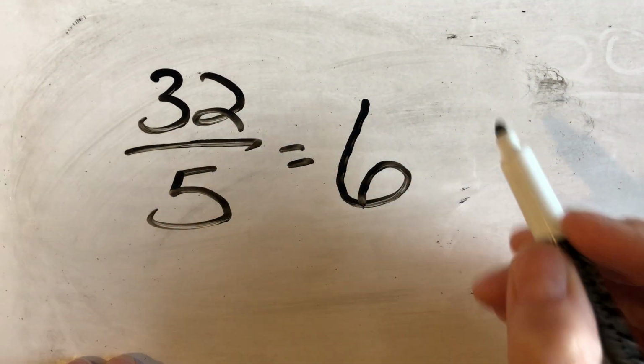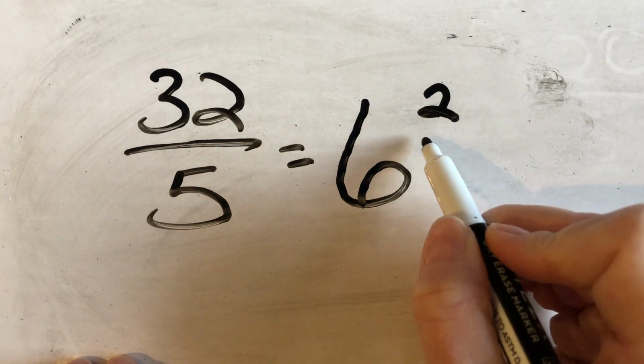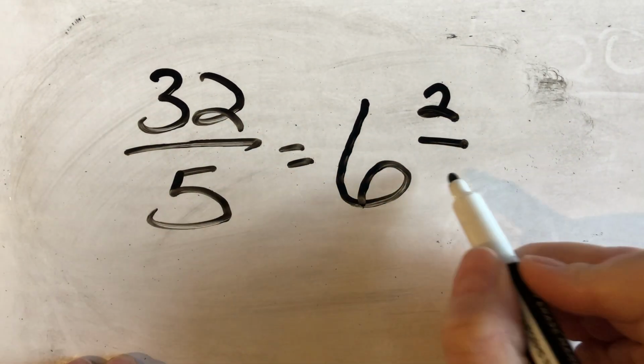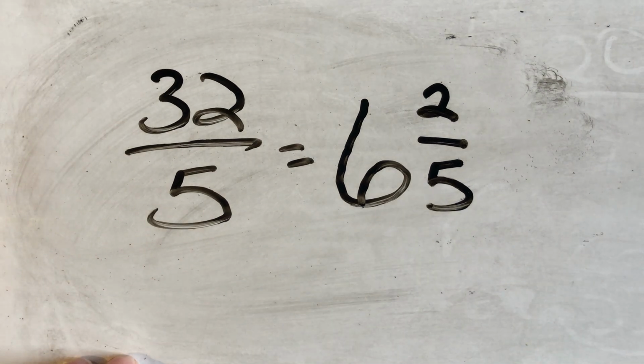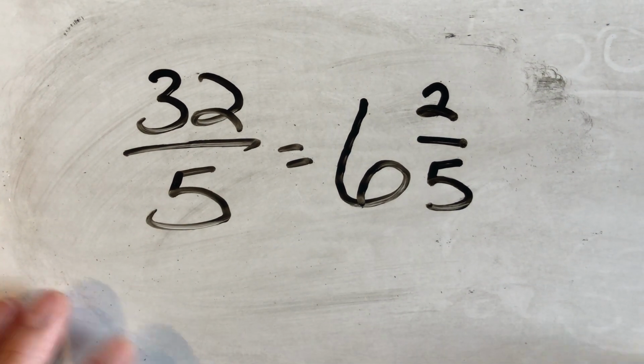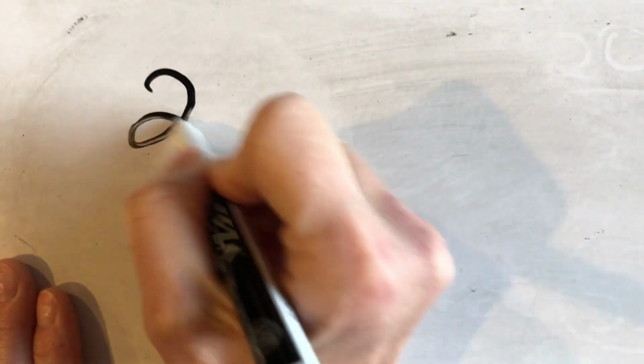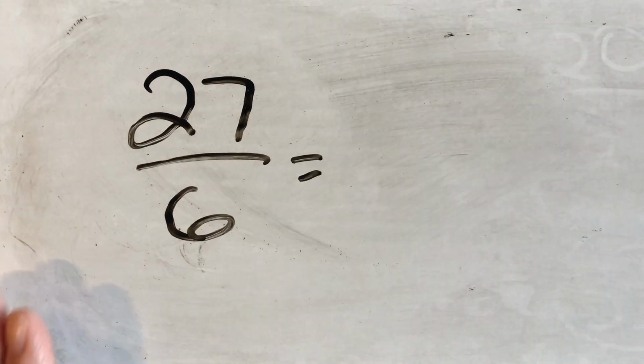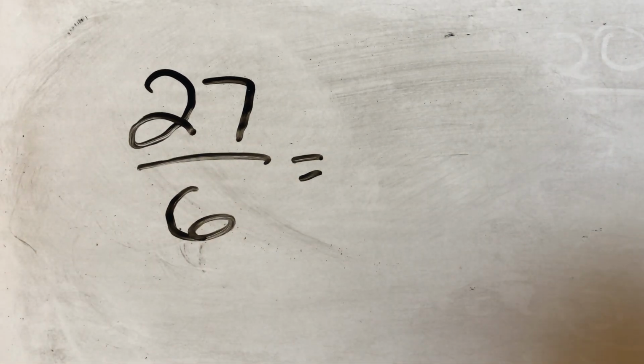Now 30 plus 2 is 32. So that is how many left over I will need to get to the 32. And my denominator doesn't change. So 6 2/5. And last but not least, 27/6. I would like to know the mixed number for 27/6.